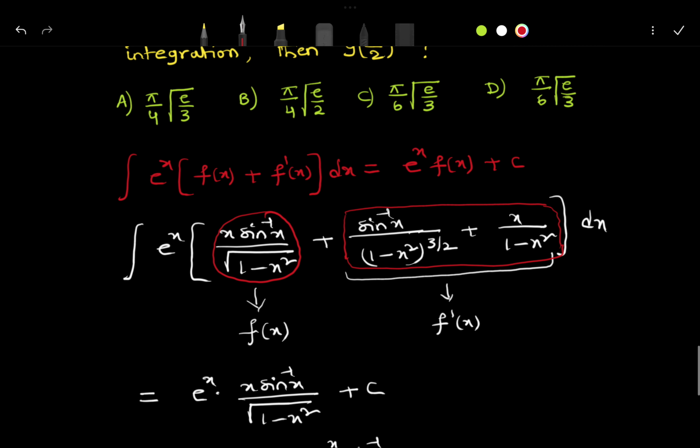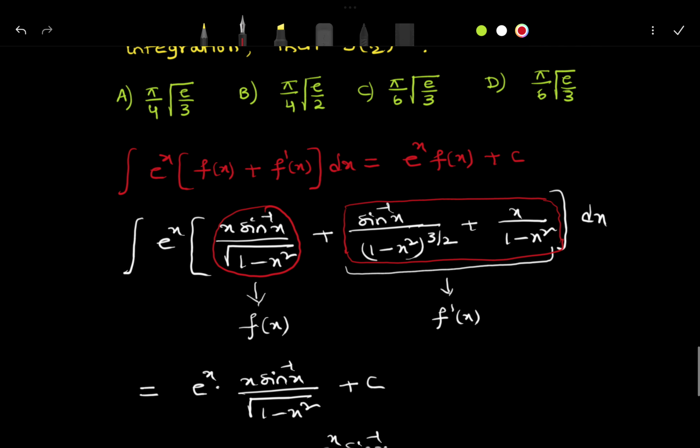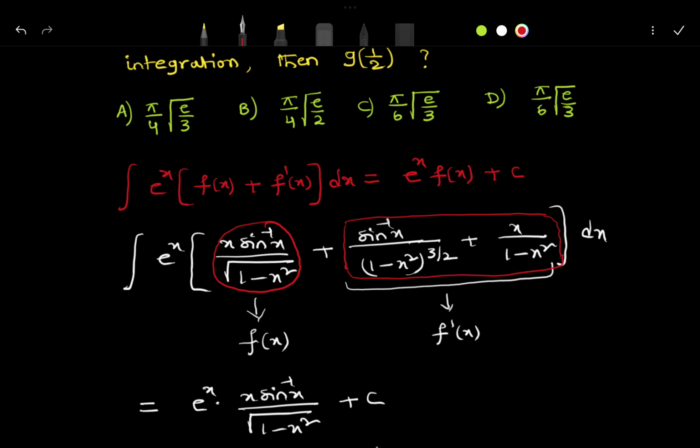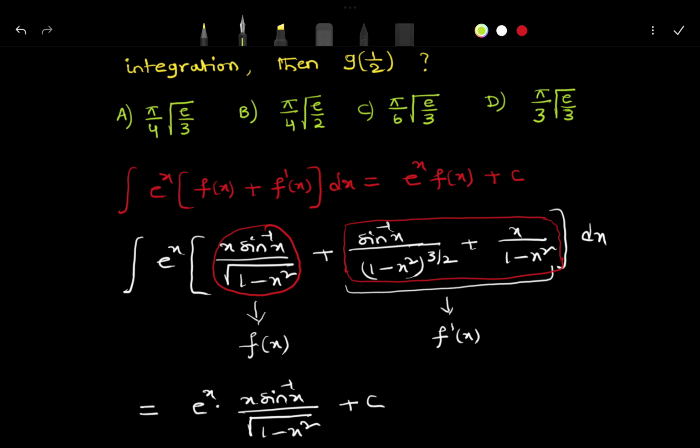Where is the correct answer? Pi by 6 into square root of e by 3. Here two options are coinciding. Sorry, this one you can write as pi by 3. So your right answer is pi by 6 into square root of e by 3. The third option is the correct answer. C is the correct option.